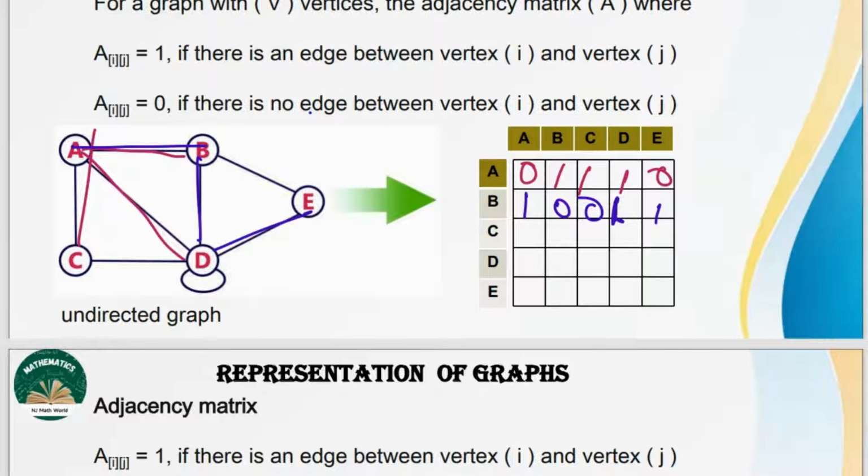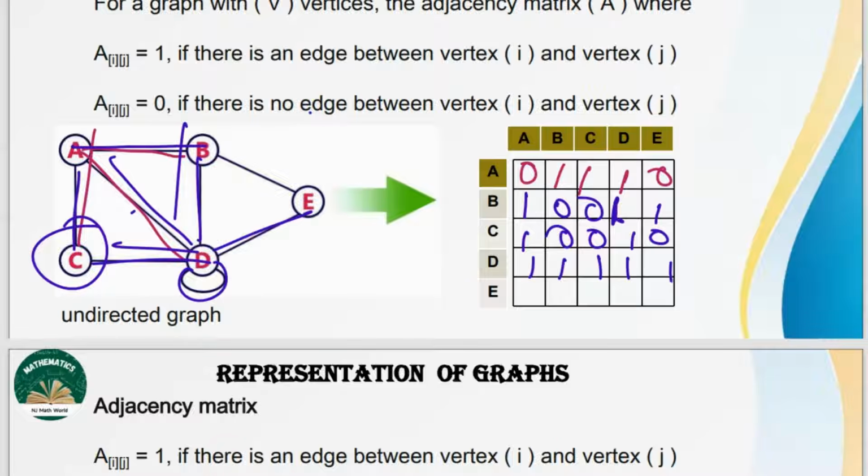Next one, you can go for C. From C to A we have 1, C to B we have 0, C to C we have no self loop, so 0, C to D we have 1, and C to E we have 0. Then go for D. From D to A we have 1, D to B we have 1, D to C we have 1, D to D we have 1, a self loop also, and D to E is also 1. Then going for E, E to B is 1, then E to D is 1. The remaining all are 0.